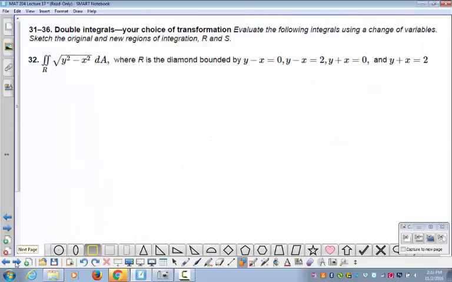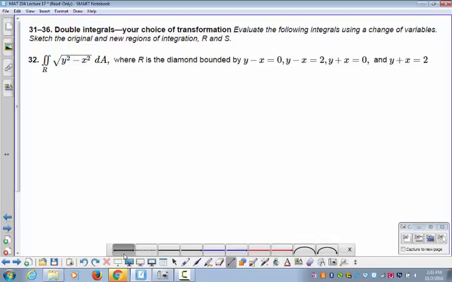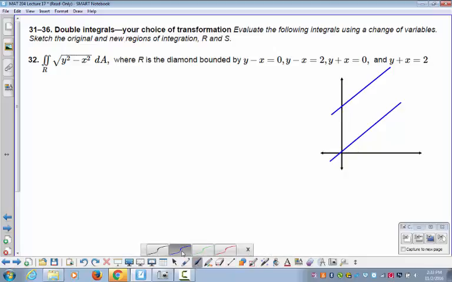All right, so here's one where we're going to construct the transformation ourselves. They've given us the u's and the v's and the hats. This one, we're going to construct one. So they tell us that the xy region looks like this. So they tell us that we're going to look at y equals x, and this equation here is y equals x plus 2. This one's kind of cool.